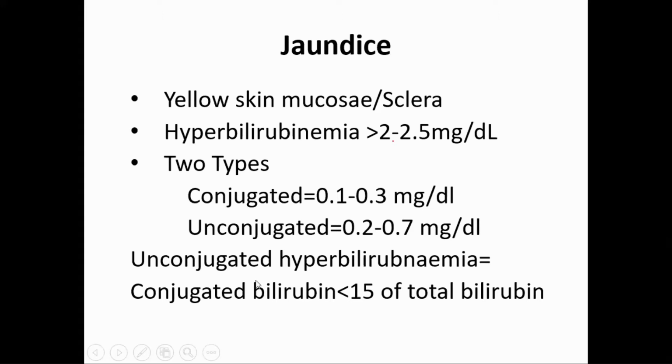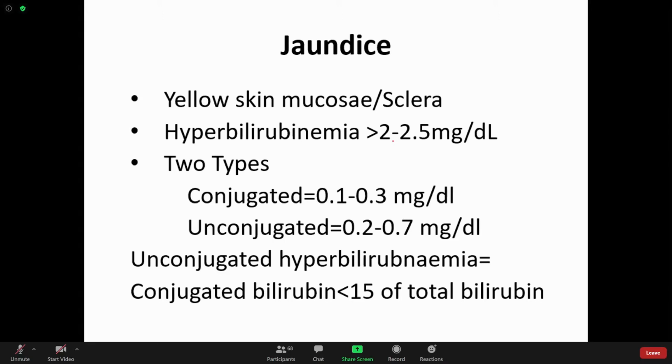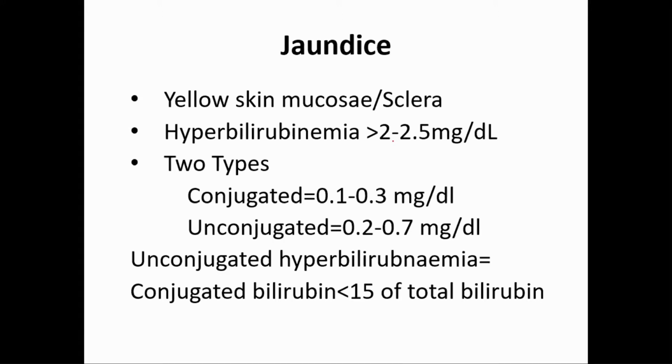We call it unconjugated hyperbilirubinemia when conjugated bilirubin is less than 15% of the total bilirubin. And conjugated hyperbilirubinemia will be when the unconjugated component is less than 50% of total bilirubin. So the significance of conjugated and unconjugated will be coming later.